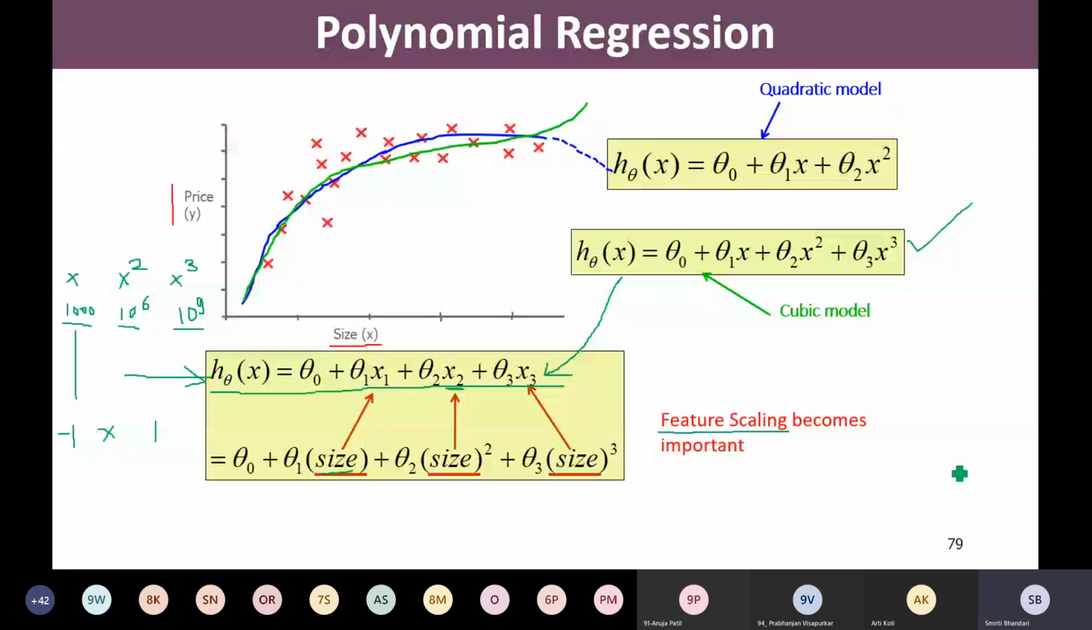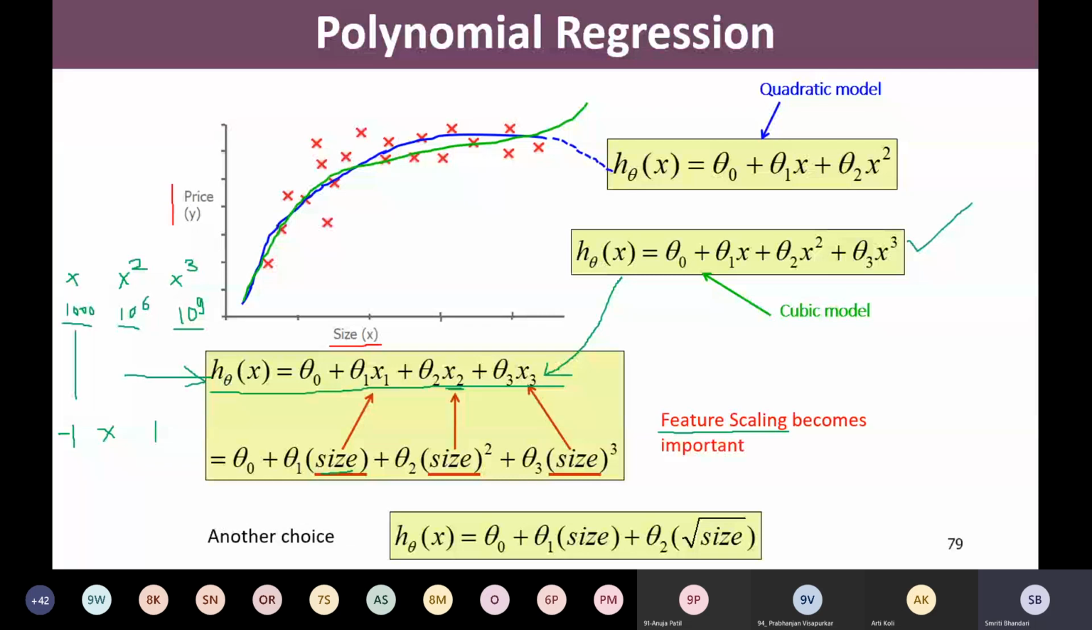Yes, ma'am. Fine. Now, this is not the only choice, the cubic model. We may exercise other choices also.